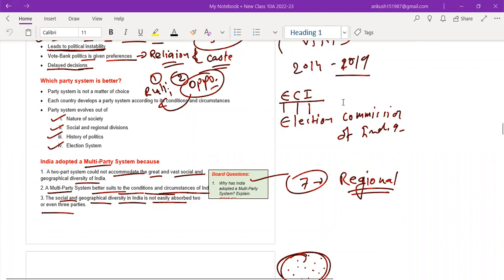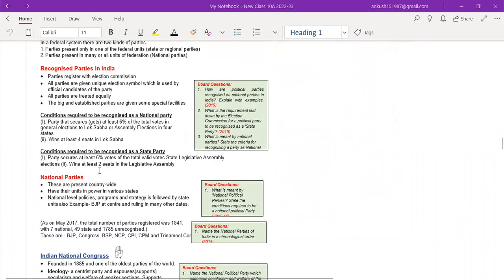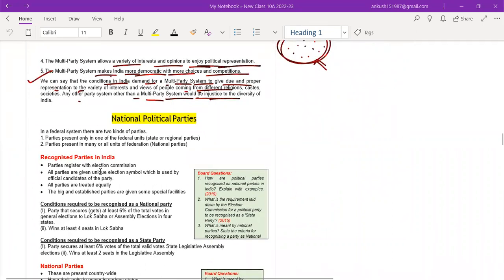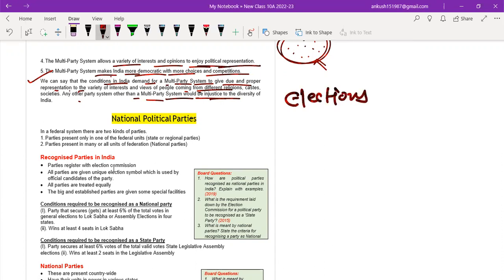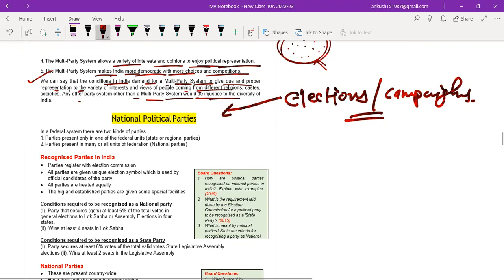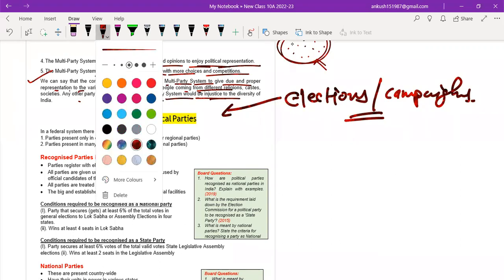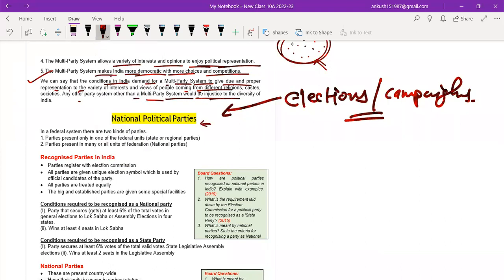Now, the most important thing that we are going to study today: national political party. Now in our country, we have been observing the various elections, campaigns, okay, lots of things are there, and these are due to the existence of political parties.